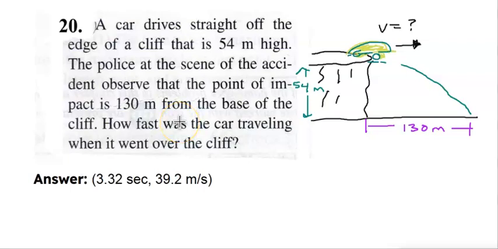All right, these are the answers to question 20. So the picture is over here. The car drives straight off, meaning horizontally, no angle, 54 meters high, and it lands 130 meters from the base of the cliff. So the question is, how fast was the car traveling when it went over the cliff?